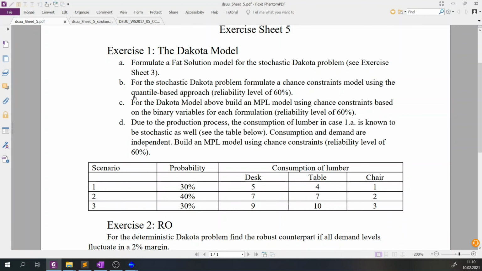Then we tried this quantile-based approach for reliability level 60%, when we calculate by ourselves the right-hand side parameters, and we take the parameters from that scenario that guarantees the cumulative probability of 60% of the constraint being feasible.